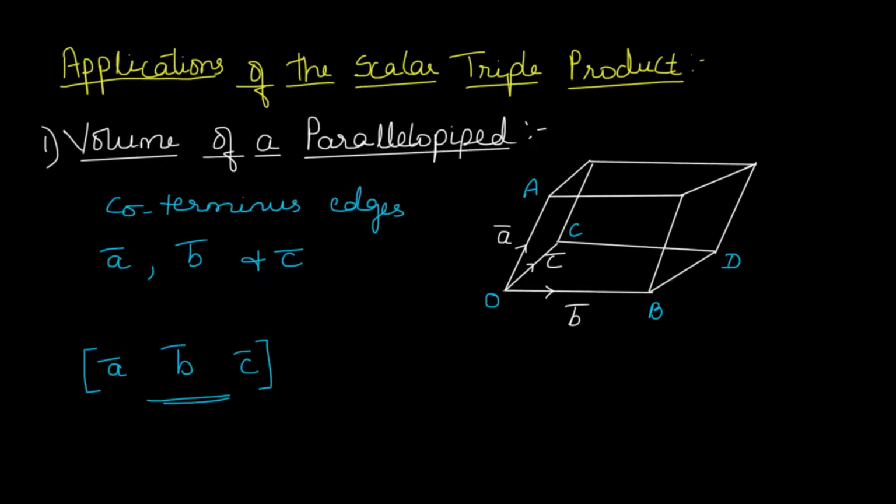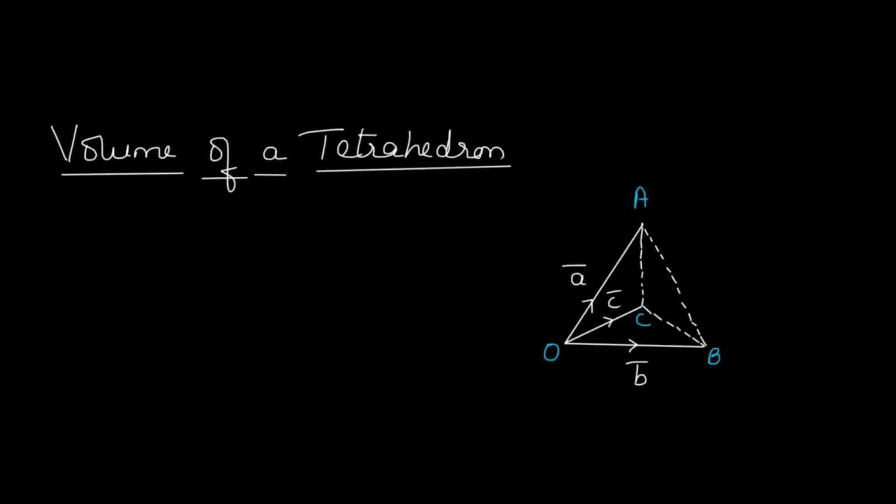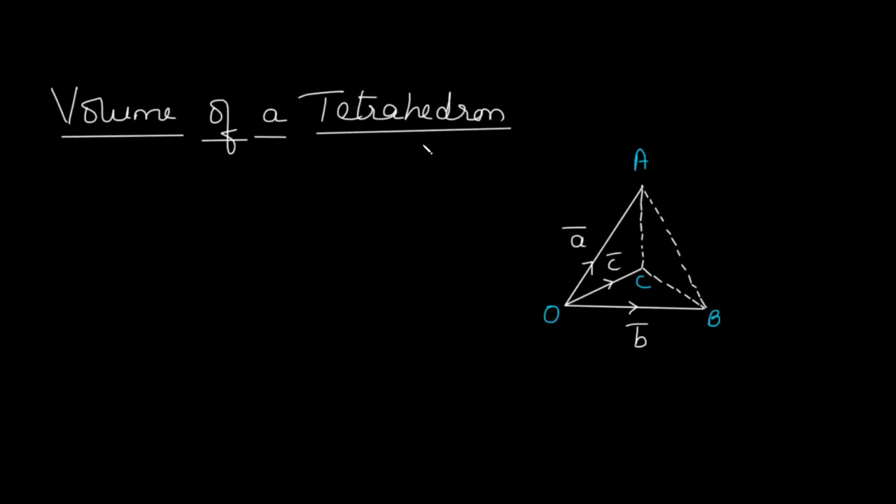Similarly, another application of the scalar triple product is the volume of a tetrahedron. Now this is the structure of a tetrahedron. Imagine a prism. That would be a model of a tetrahedron. With respect to this figure, the volume of a tetrahedron having coterminous edges, with vectors along the coterminous edges A bar, B bar and C bar, is given by 1 upon 6 box A, B, C.